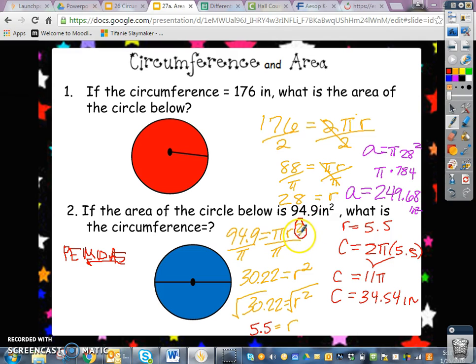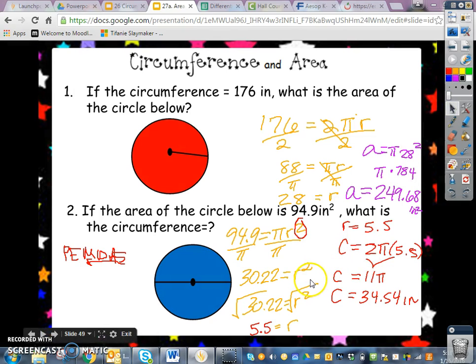Okay, so we're going to divide by pi first. 94.9 divided by pi is 30.22. And then that's equaling our r squared. Now this is really an 8th grade standard, but we're doing the very, very basics of it in 7th grade. So if you see an r squared and we have to get rid of that squared, we're going to do the inverse operation, like when we're solving for equations. So the inverse operation of a square is a square root. So we're going to take the square root of both sides, because if I take a square root over here, it's gone. It's just r.